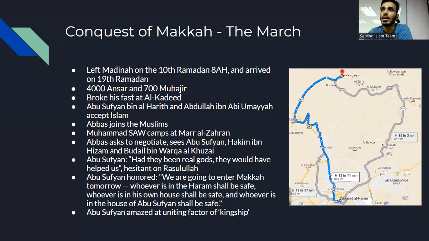So these three people were just on the outskirts of Makkah, observing who was coming. They were debating amongst themselves because they were not sure whether they were Muslims or someone else. Budail then tells Abu Sufyan and Hakim bin Hizam that these are probably my people, from Banu Khuza'a, coming to Makkah. But Abbas overhears this and says to Abu Sufyan, no, these are not your people, not from Banu Khuza'a. These are the Muslims, under the command of Muhammad sallallahu alaihi wasallam, and they're coming to conquer Makkah.